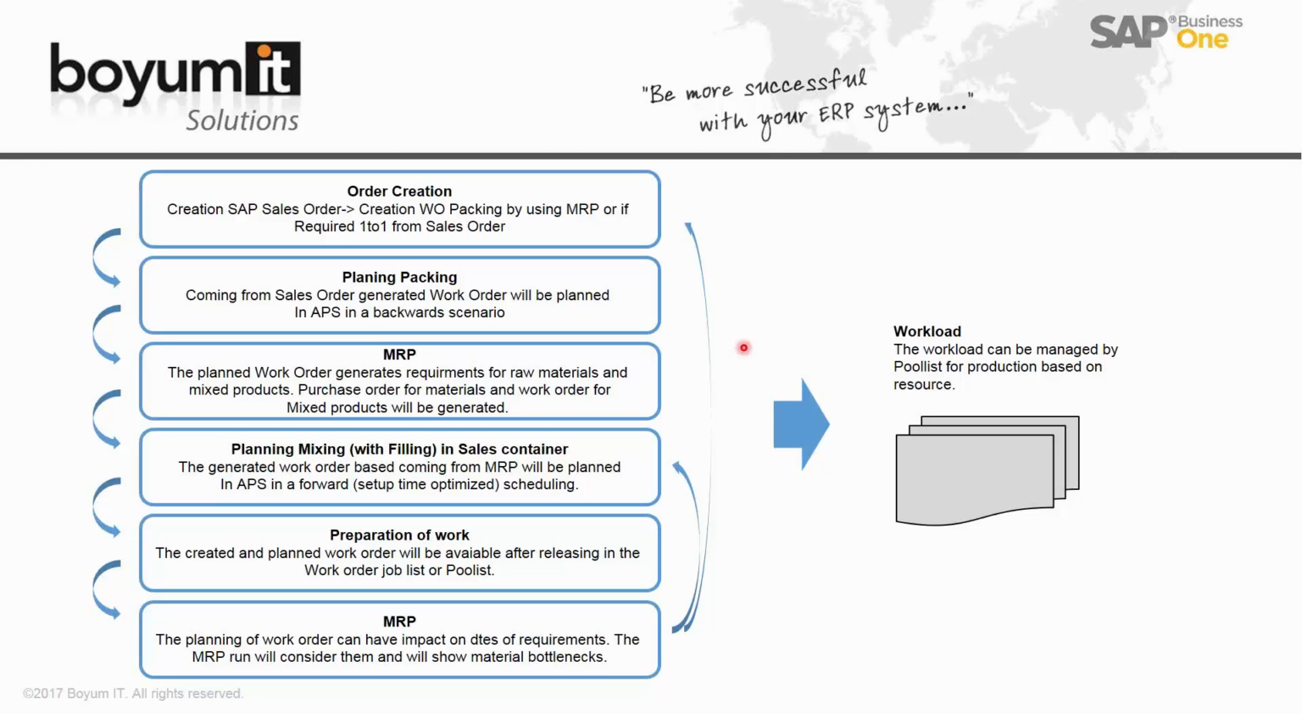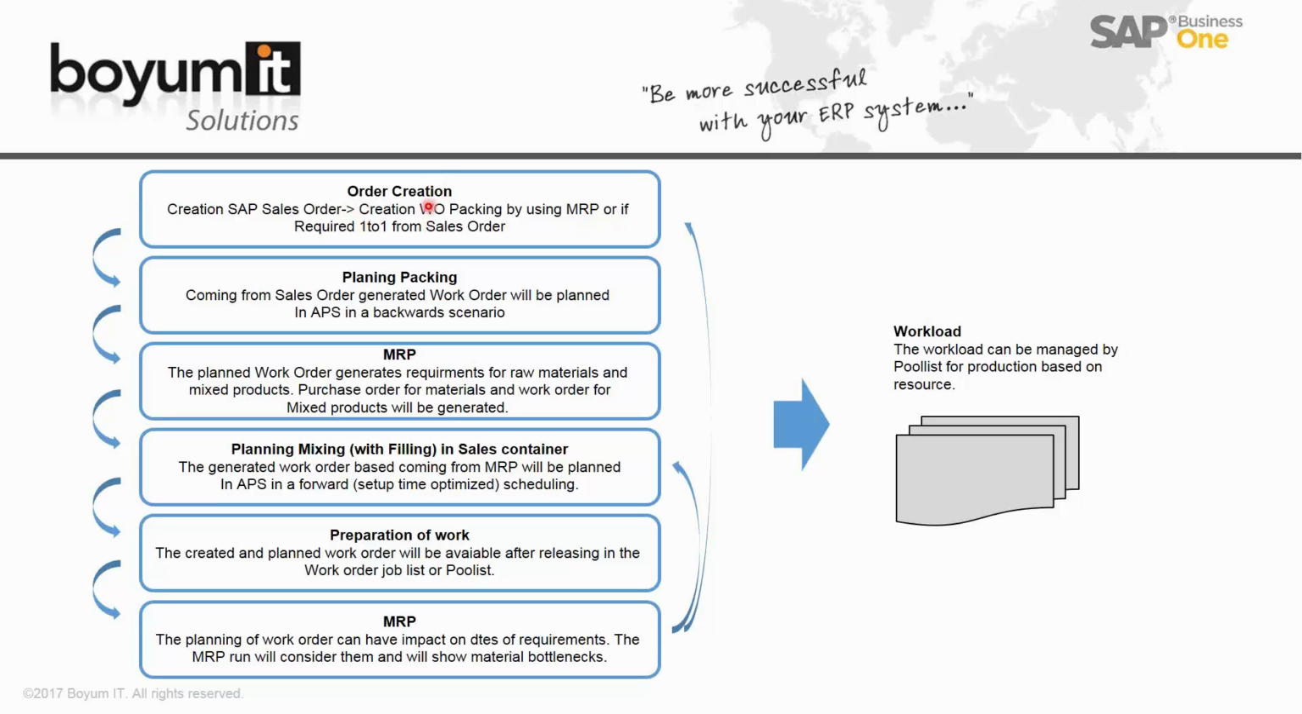When we go one step more, there comes a slide which describes a possible planning scenario. This is more planning, using APS, for example, and MRP. And here we try to give you an idea of what the steps of the planning process can be. At the beginning, of course, we again have the order creation, based on sales order maybe, of our work order for packing, or using MRP. So it depends on what the customer wants.